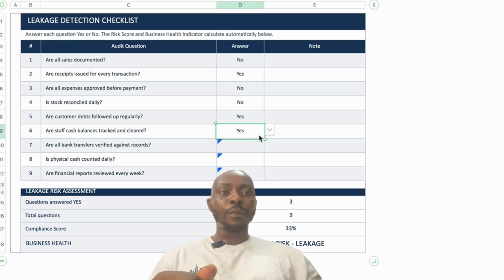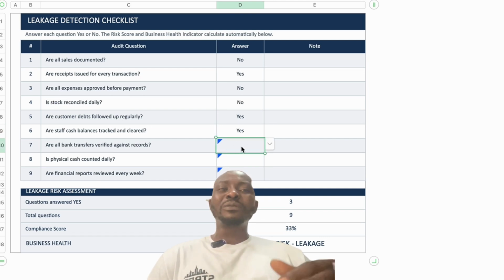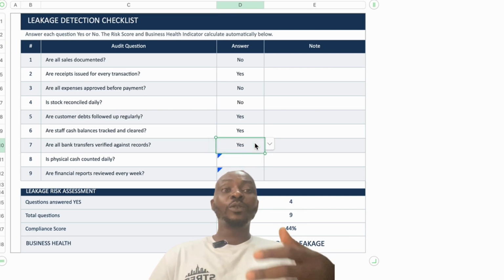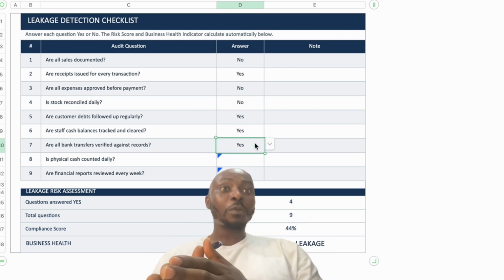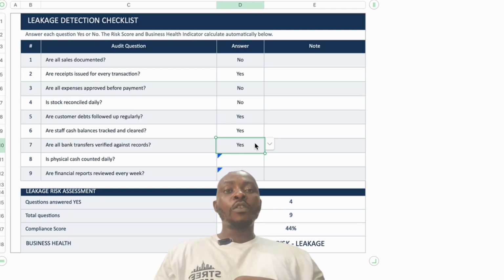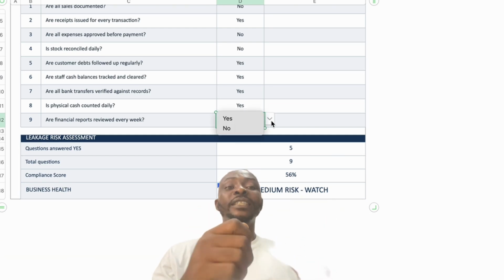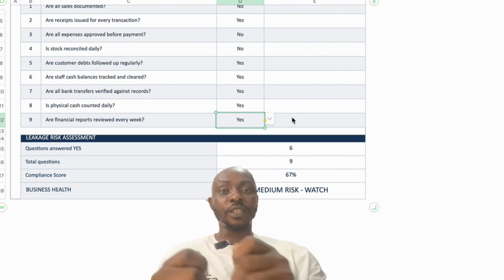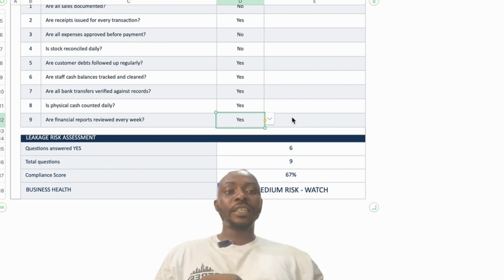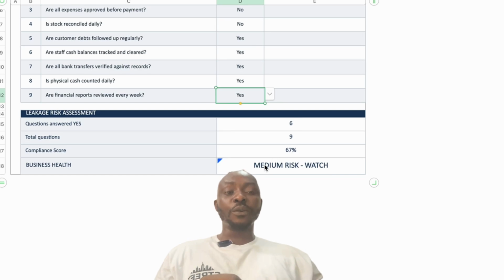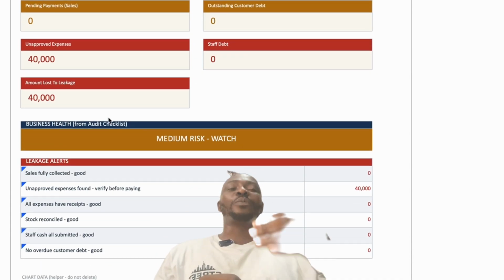Are customer debts followed up regularly? Your customer debt must be followed up regularly. It is not negotiable. You must follow up your customer debt so that you can keep in touch with your customers. Are all staff cash balances tracked and cleared? Yes. Are all bank transfers verified against records? Yes. You must make sure that what is said to have entered through bank and cash corresponds. Is physical cash counted daily? Yes, it must be counted daily. Are financial reports reviewed every week? Yes, the financial reports must be reviewed every week.